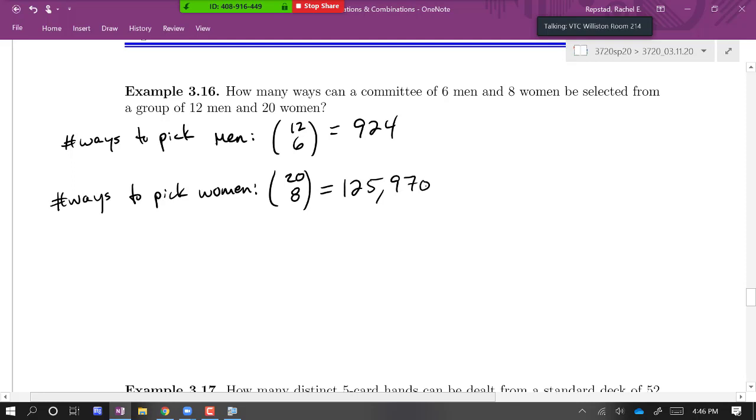So we've figured out individually how to pick which women end up on the committee, which men end up on the committee. But we haven't figured out how many ways we can just form the committee wholesale, right? For each of those 924 ways to pick the men, there are 125,970 ways to pick the women. So how many ways to pick the committee total? Apply the multiplication calculus. Yeah, we're just going to multiply them together.